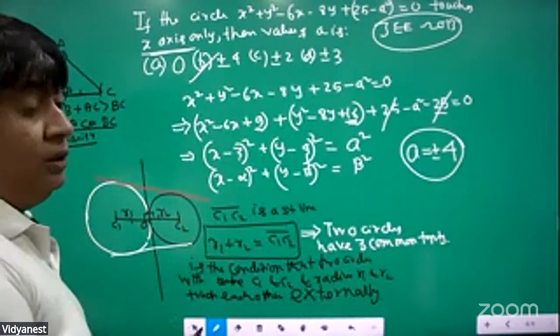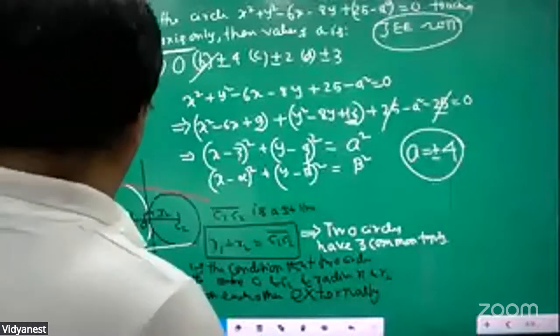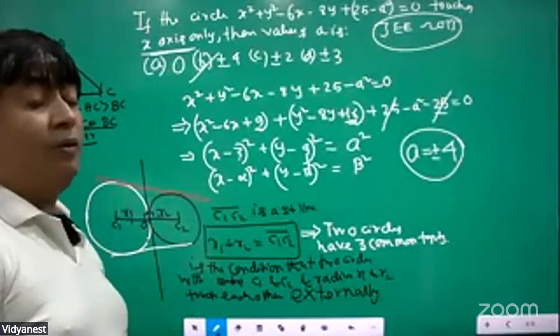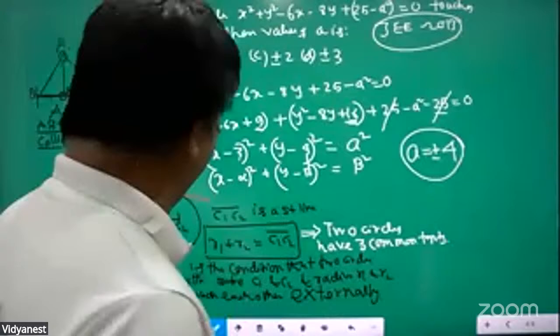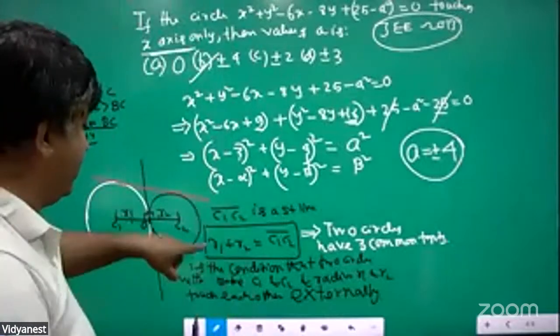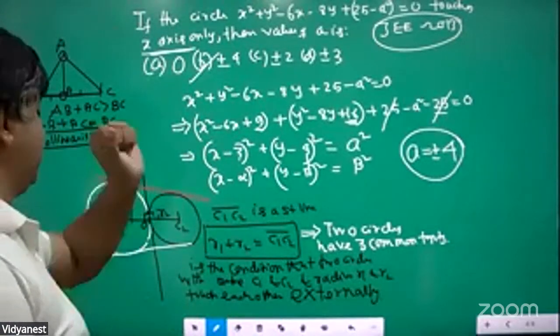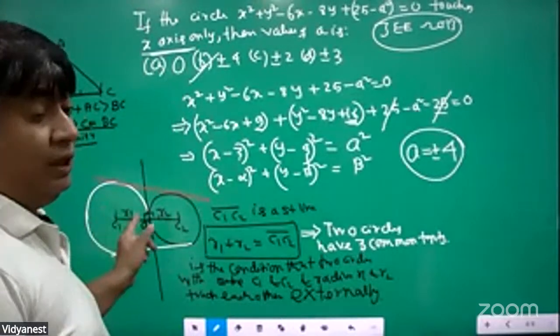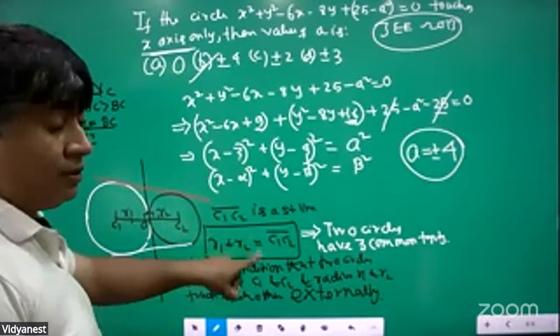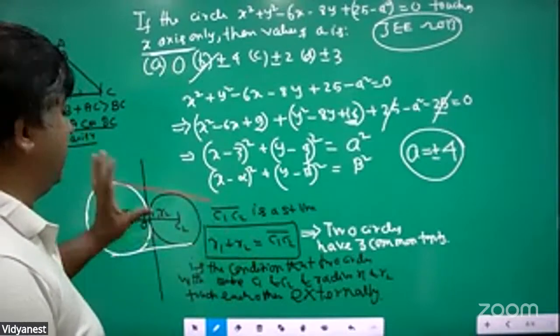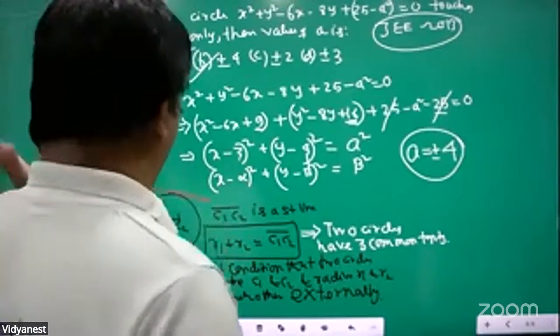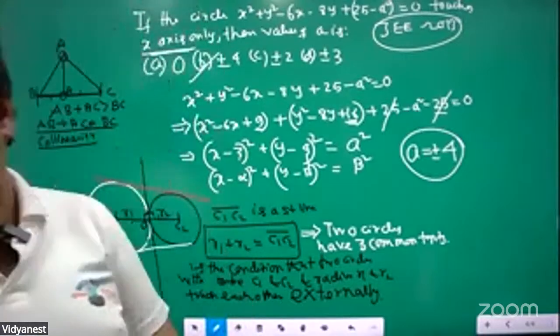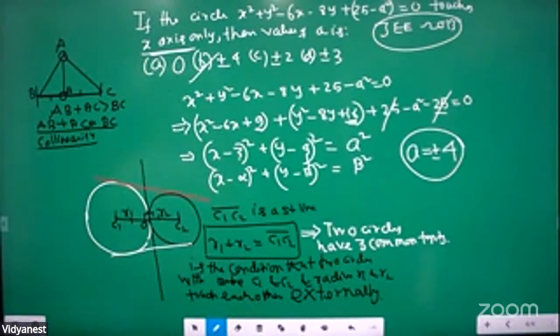See, once you get the question, and if you are asked to find the number of common tangents, you put the data in this formula. You find the radius of the first circle, second circle, and find the distance between the 2 circles. If that condition is satisfied, that means they have 3 common tangents. Okay? Yes, I got it.